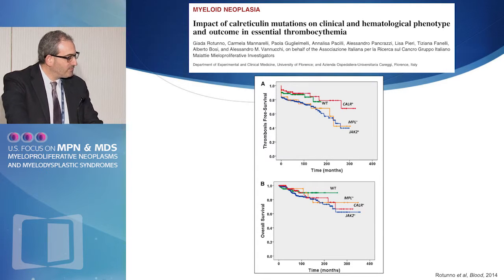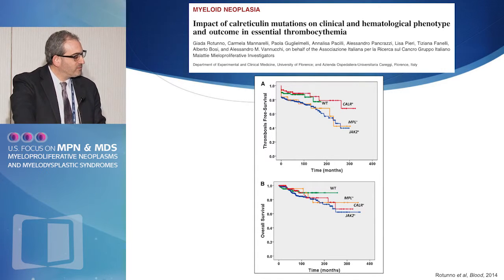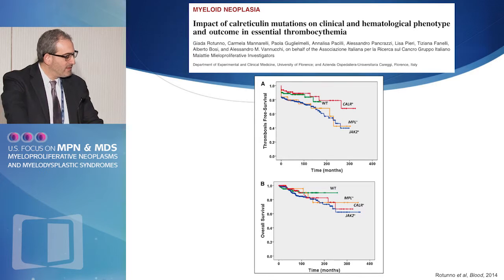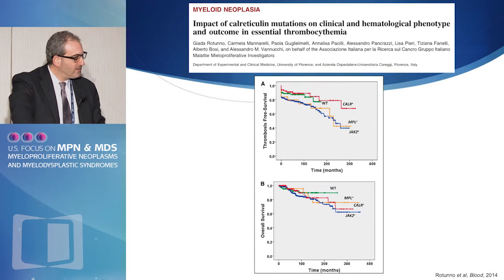This is another study, again, confirming this issue that thrombosis rates are higher in JAK2 mutated ET versus CALR mutated ET. It's shown here a little bit differently. This is thrombosis-free survival, and again, you see the CALR curve on top there. And overall survival, again, you have no significant difference actually in this study between CALR and JAK2 mutated ET, in contrast to the NEJM study.